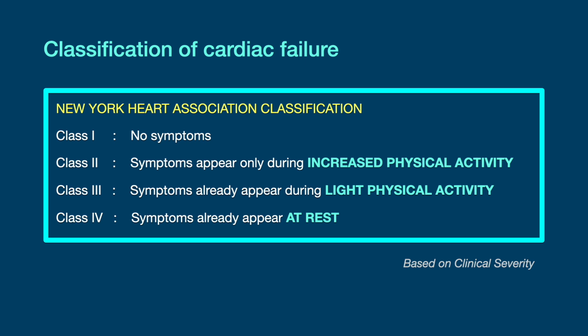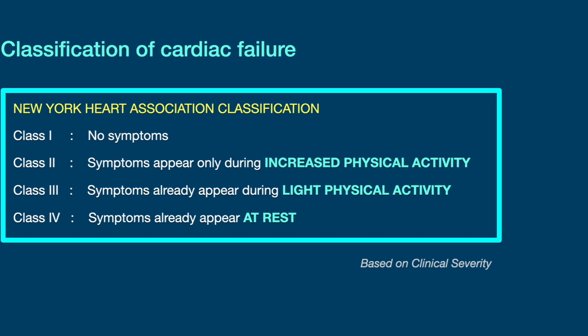This is the NYHA classification. NYHA stands for New York Heart Association. This well-known model divides cardiac failure into four classes according to their clinical severity. Class 1 being no symptoms and normal physical capacity. Class 2, symptoms may appear only during increased physical activity. Class 3, symptoms already appear during light physical activity. And finally, Class 4, where symptoms appear at rest.